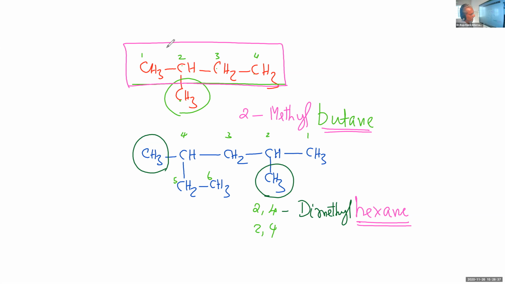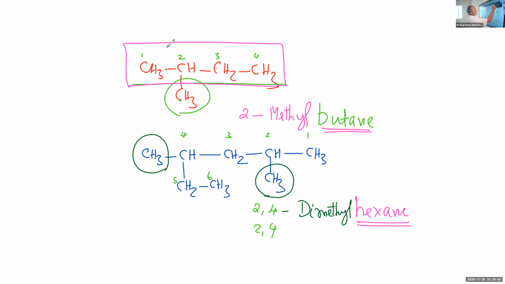So you must think of all the possibilities to get the longest carbon chain as the parent. That is the first one. Second, when you give the numbers, the side chains should get the lowest number.